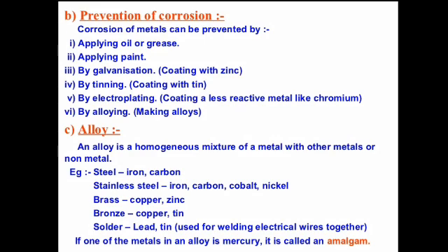Now, this corrosion can be prevented by applying oil or grease on the iron articles, similarly applying paint, and by galvanization, that is, the iron surface is coated with zinc metal that acts as a sacrificial metal in order to prevent the iron from corrosion. Similarly, by tinning, that is coating the iron articles with tin. Fifth is by electroplating, that is coating a less reactive metal like chromium on the surface of the metal. And the last one is by alloying, that is making alloys.